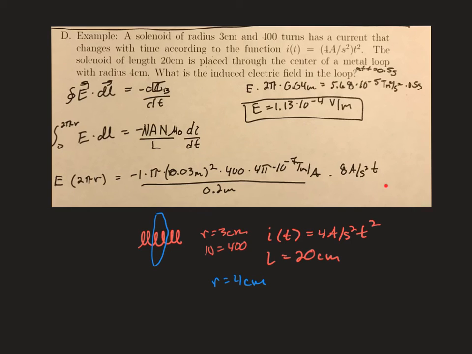I've then done the derivative of my current function, and that's going to replace the dI/dt. So we end up with 8t, which is the derivative of 4t squared. Up here now, I have plugged in for the radius of the loop, which was 4 centimeters. And then I have plugged in for t, which is 0.5 seconds. This allows me to find the induced electric field at that particular moment in the loop.